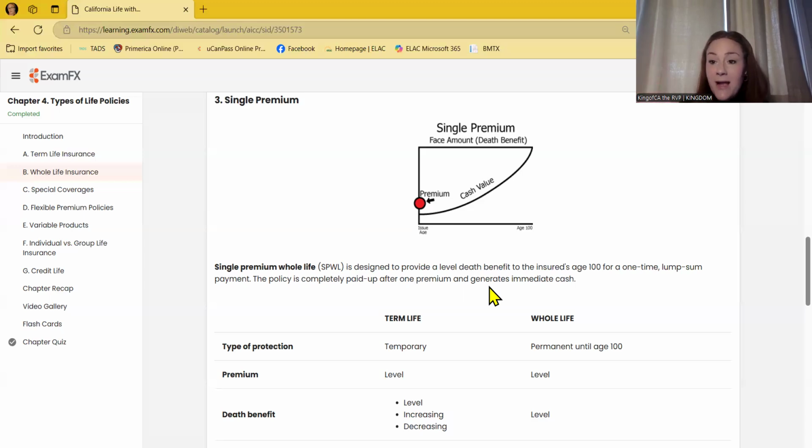It's not going up, not going down to the insureds until death or age 100 for a one-time lump sum payment. Okay. The policy is completely paid up after that one premium and it generates immediate cash value. Keep in mind, anything with a single premium, whether it's an annuity or life insurance, is going to generate immediate cash value. That money is going to start growing right away. The bigger the sum, the faster it grows.